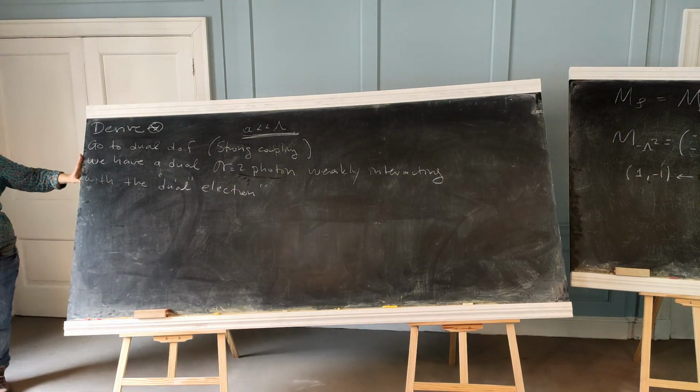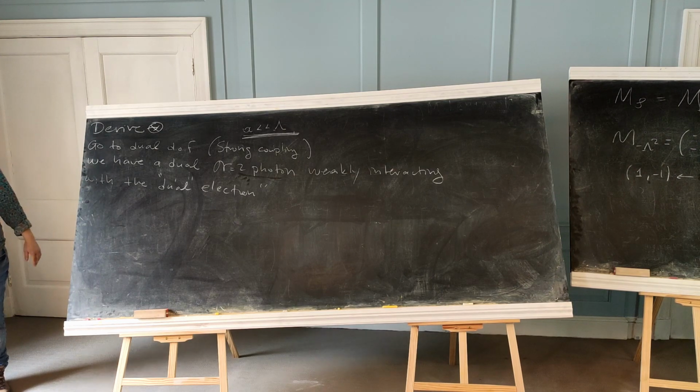This is the setup. Yes? Is it obvious that a is much smaller than lambda? Yeah, you have to plug in the equations. Nothing is obvious. You have to plug in. But this is all the Lagrangian, non-perturbatively.